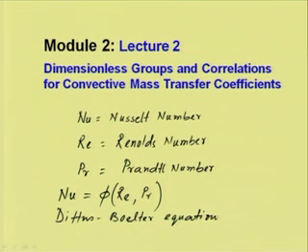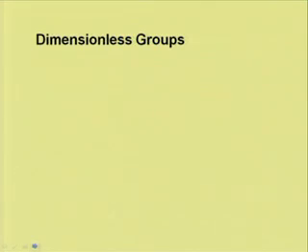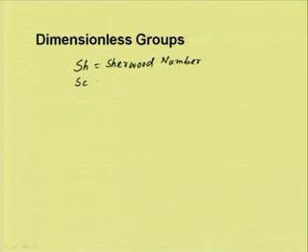Similarly, like heat transfer, two important dimensionless groups in case of mass transfer are the Sherwood number and the other one is the Schmidt number.